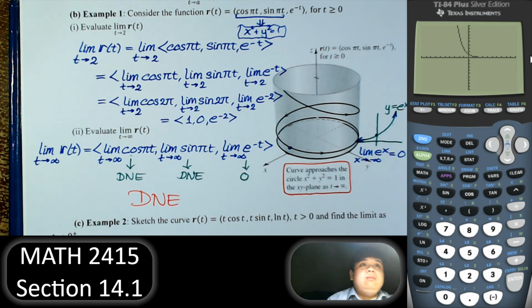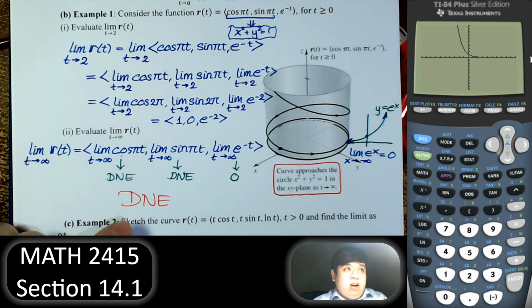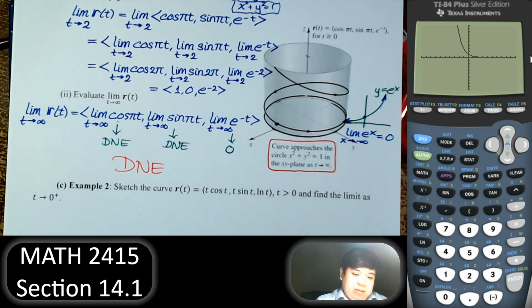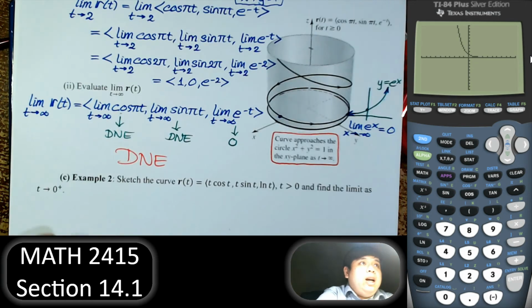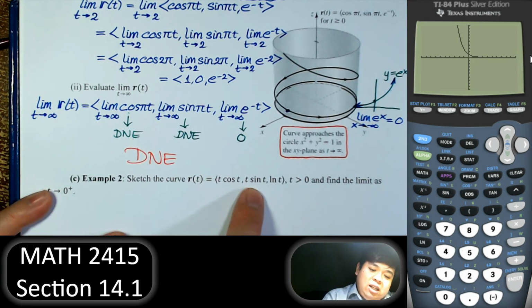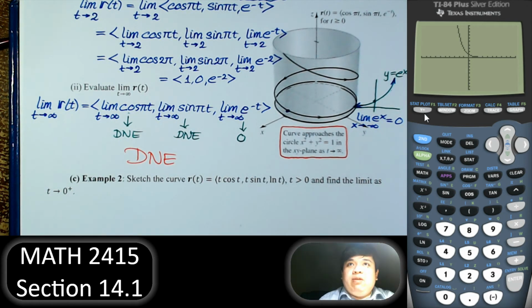So the limit does not exist. We don't have any particular point for the limit, but we know those points are on the unit circle on the xy plane. Now sketch this one: t cosine t and t sine t. Let's graph the parametric equation and see what happens.